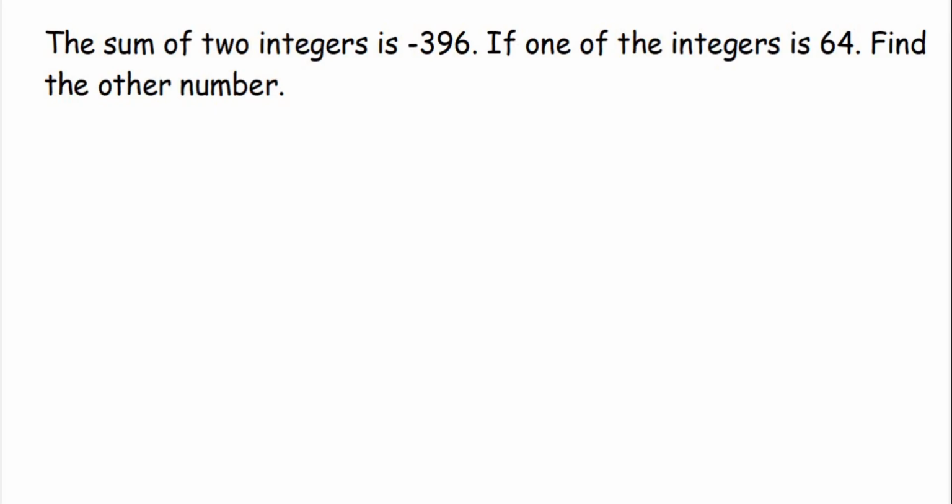Hi there, here's a question on integers. The question is, the sum of two integers is minus 396. If one of the integers is 64, find the other number.